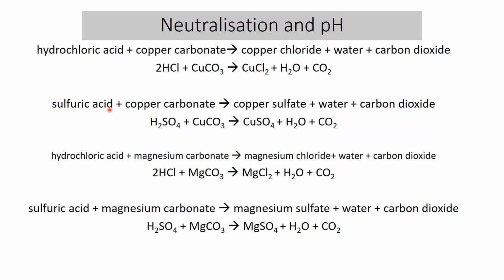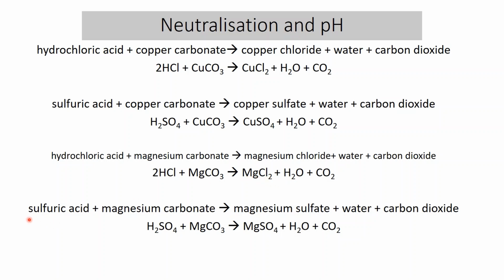Underneath that, sulfuric acid, again an acid reacting with a metal carbonate, copper carbonate, forms copper sulfate as the salt, water and carbon dioxide. It's already balanced, you can see the balanced symbol equation here. In the third example, it's exactly the same as the first one, except that you've got magnesium carbonate instead of copper carbonate, which means that you're going to form magnesium chloride rather than copper chloride, MgCl2. And again, you need to have two hydrochloric acids because the formula for magnesium chloride is MgCl2.